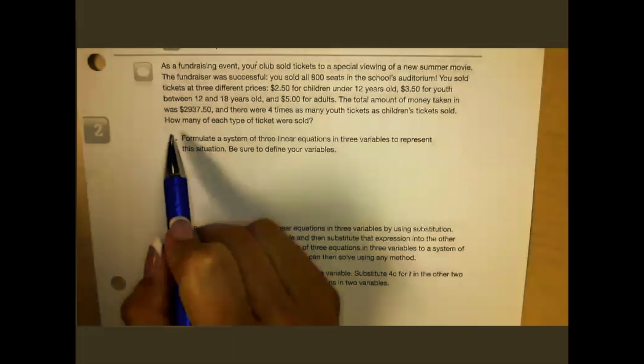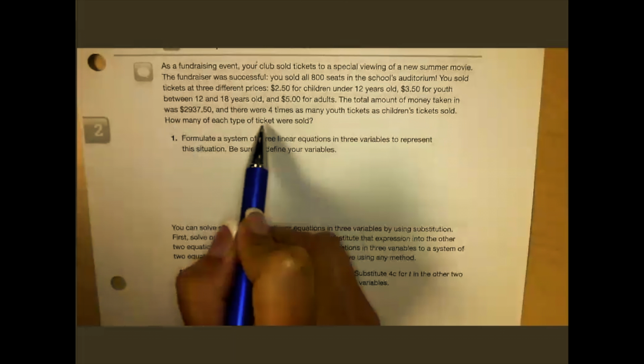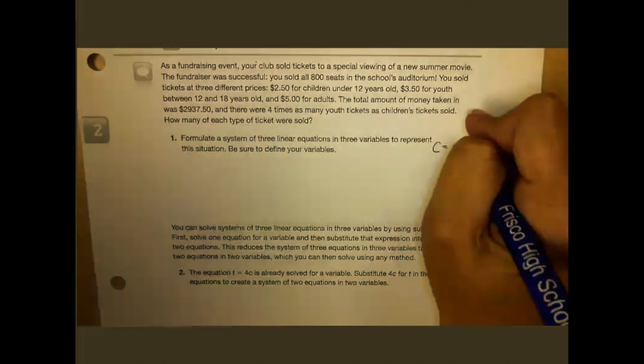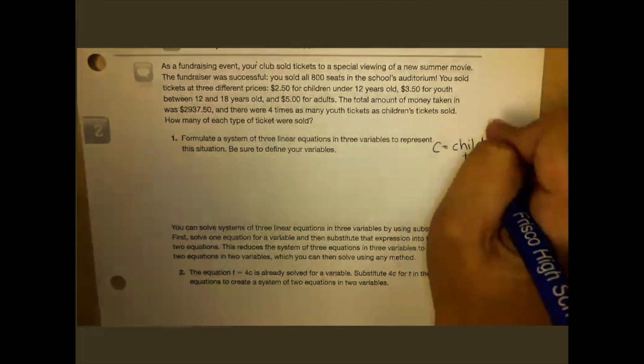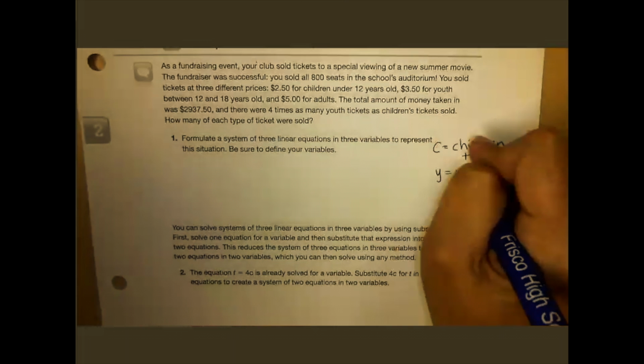Alright, so our variables come from what the unknown is in the problem. Usually that comes from this last question. How many of each type of ticket were sold? That's our unknown, how many of each type. So we're going to make C our children tickets, Y will be our youth tickets, and A will be our adult tickets.